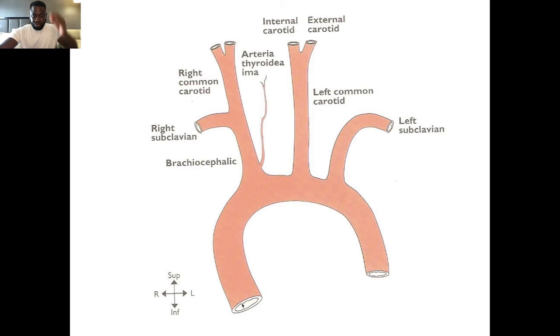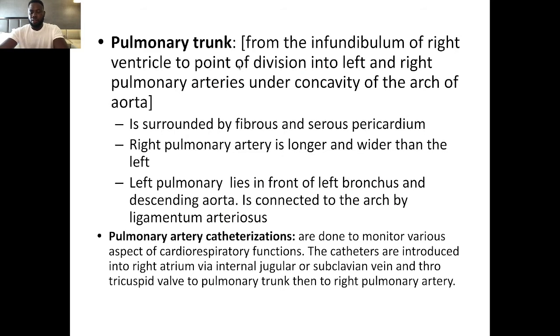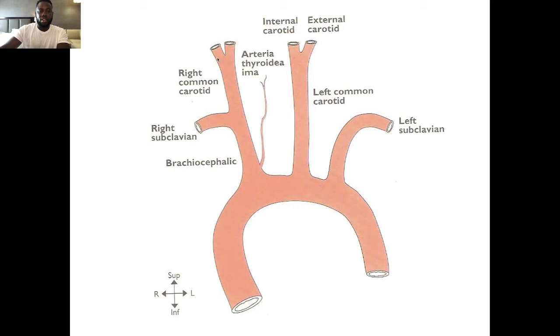So now let's continue. The most important thing here is that the left side is different from the right side. On the right side, you have the brachiocephalic, which will branch into the subclavian and then the common carotid. The common carotid will bifurcate into the internal carotid and then the external carotid. The internal does not branch until it reaches the brain, but the external supplies the whole face and part of the neck.